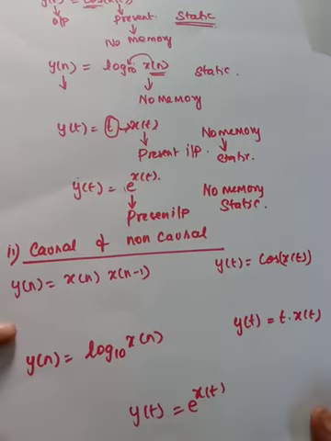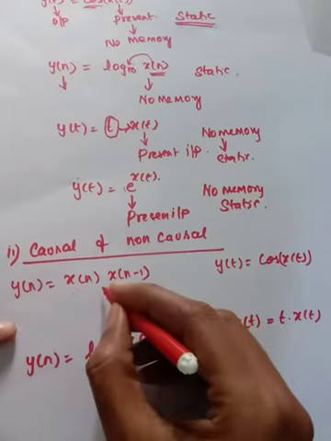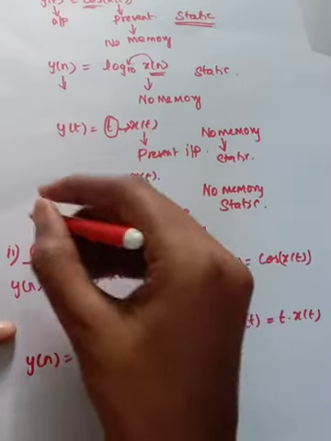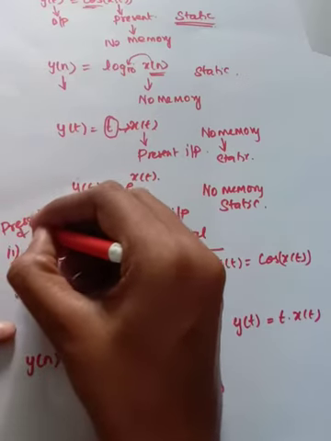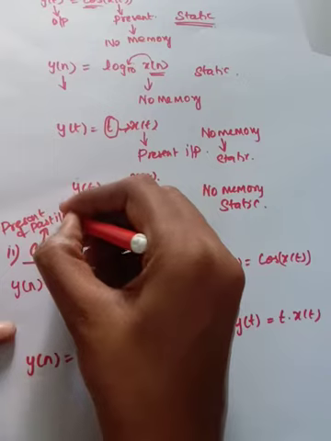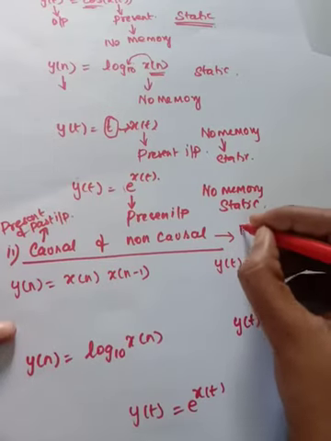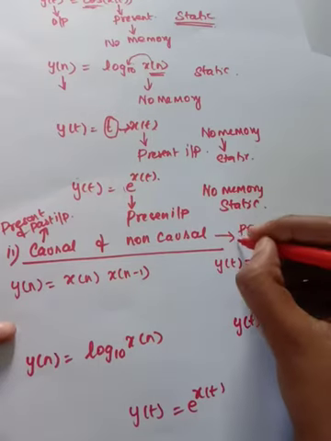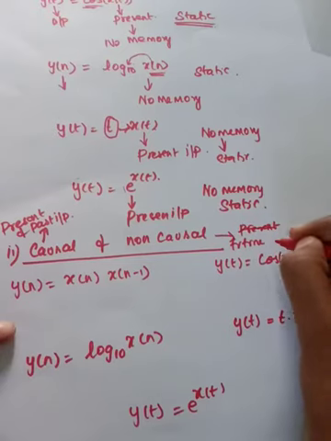The next one is the causal and non-causal condition. Now consider this one, y of n is equal to x of n into x of n minus 1. The condition for causality is that it depends on present and past input values. It is said to be a causal system if it depends only on the present and past. If it depends upon the future, it is said to be a non-causal system.